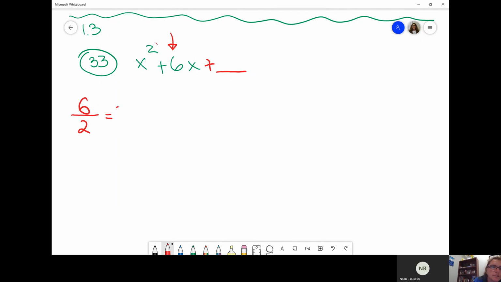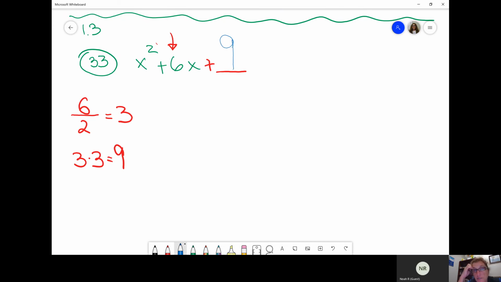6 divided by 2 gives you 3. This 3 now needs to be squared, which is 9. And 9 is what you need to add here to make this a perfect square trinomial.